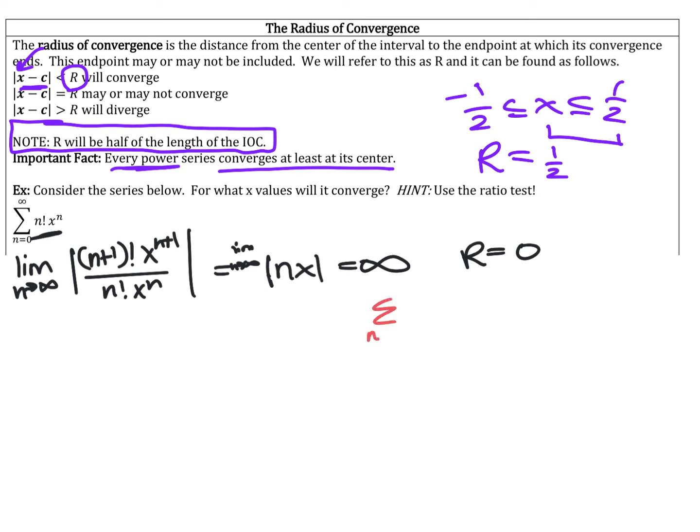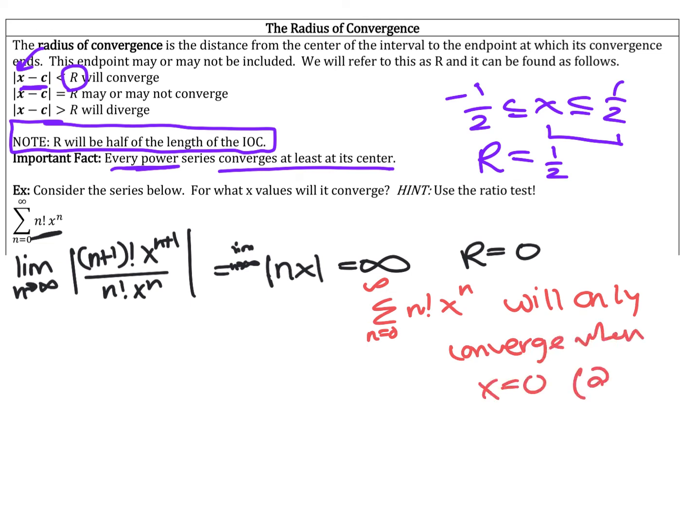So this series, from n equals 0 to infinity of n factorial times x to the n, will only converge when x equals 0, which is at the center. Because if x is 0, then we're adding 0 together an infinite number of times, and that will always converge.